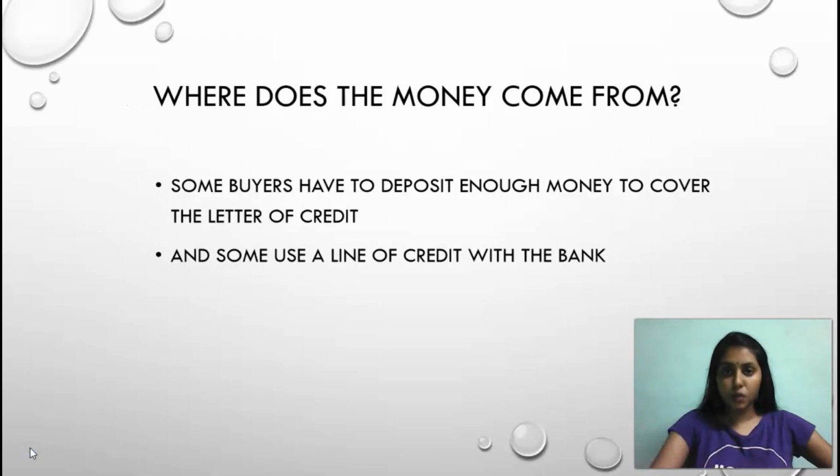A bank promises to pay on behalf of a customer, but where does the money come from? Some buyers have to deposit enough money to cover the letter of credit, and some use a line of credit with a bank. In other words, a loan is created when the payment is made.